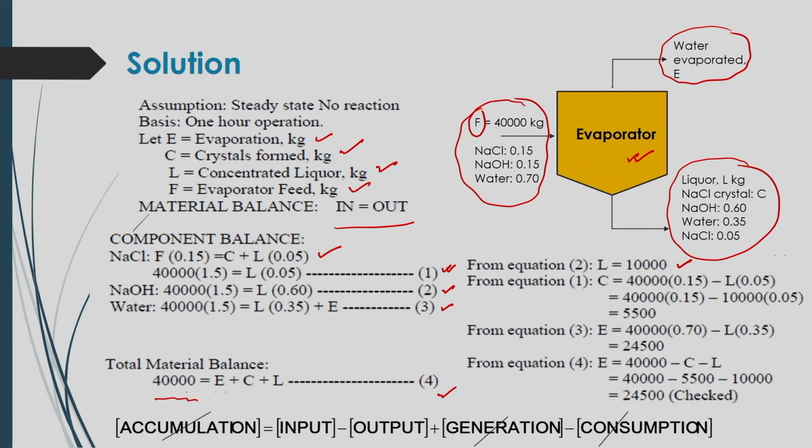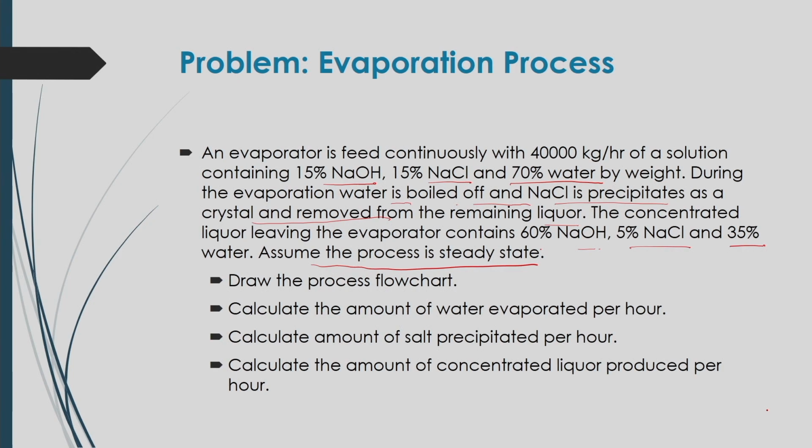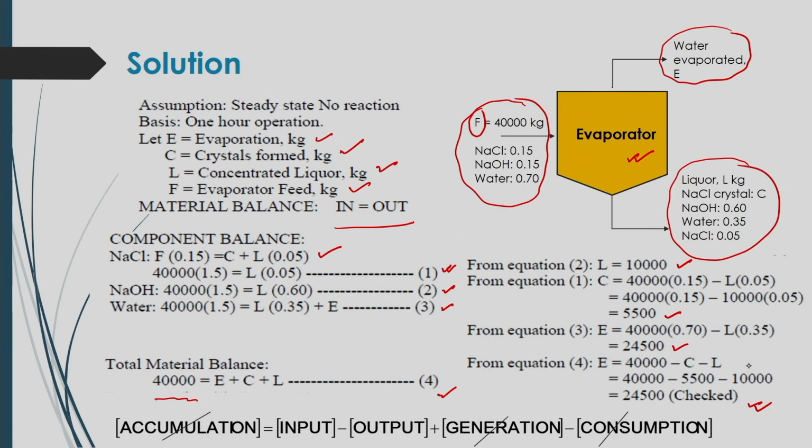From equation number 1 we can solve for C just by substituting this solution of L, then it will be coming as this 5500. Similarly, from equation number 3 you can solve for E, from equation number 4 we can solve for E based on this value of C and L, that is solved by equation number 2 and 1. Now, we can then have these unknown values of E, even C, L like this. So, based on this problem, then what will be the amount of water evaporated that we got, amount of salt precipitated that we got, and then amount of concentrated liquid that we got based on this problem.